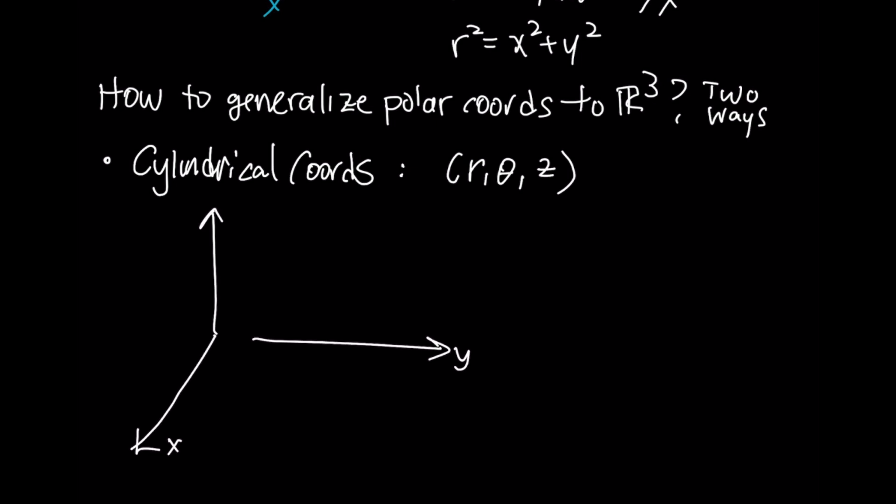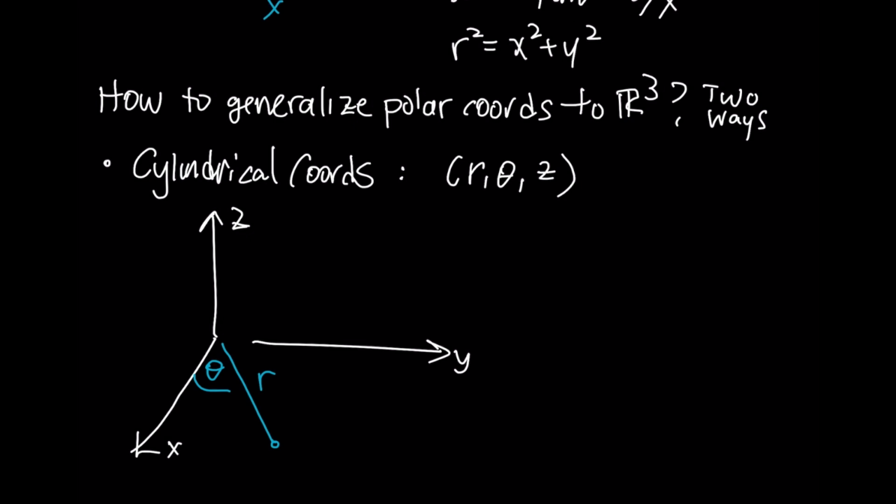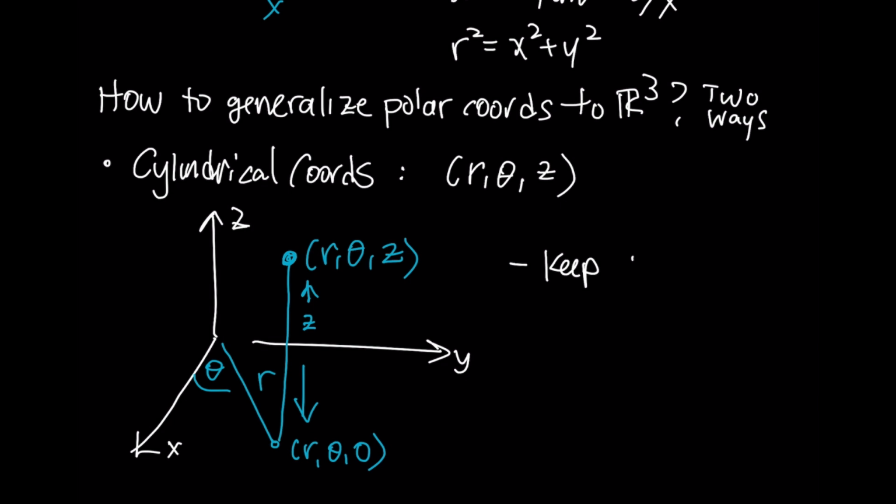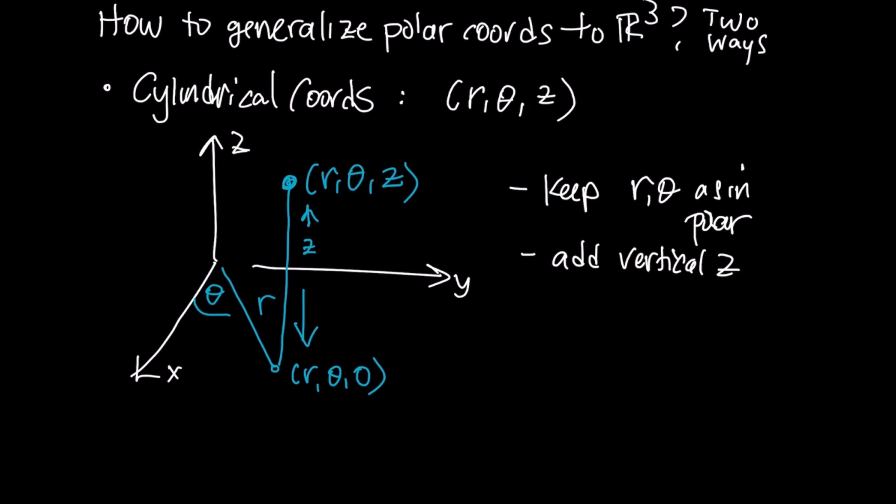Visually, we have our three-dimensional axes, and like we said, theta is the angle relative to the x-axis, r is this diagonal element, and what we're going to do now is simply extend this vertically. The coordinates of this point here would be given as r, theta, and z, where z is this vertical direction as it is in Cartesian. This point down here would simply be at r, theta, and 0. We keep r and theta as in polar, and then we simply add a vertical z coordinate just like in Cartesian. And because of all of this, we will have the existing relationships that we had before.